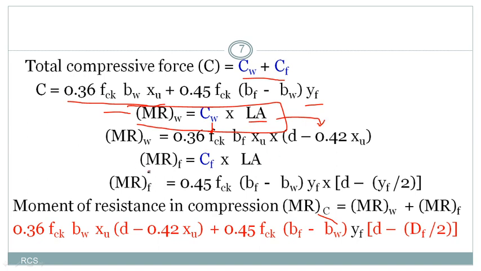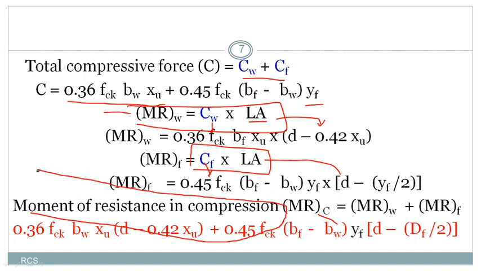And similarly you can calculate the moment of resistance in the flange region. It can be calculated by multiplying the total compressive force in the flange by the lever arm. The compressive force in the flange region is 0.45 fck into (bf minus bw) into yf, and the lever arm is d minus yf by 2. The moment of resistance of total compression in this T beam is MRC, that is the moment of resistance in compression, equal to the moment of resistance of the web in the compression region and the moment of resistance of the flange in the compression region.